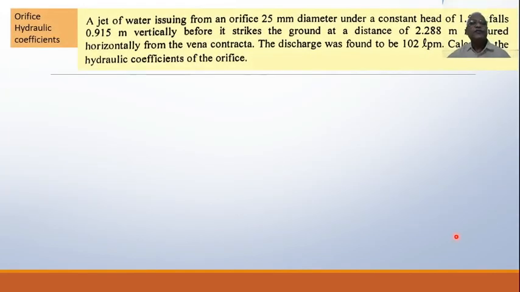This is in orifice. Okay, a jet of water issuing from an orifice 25 mm in diameter, 2.5 centimeter, under a constant head of 1.5 meter falls 0.915 meter vertically before it strikes the ground at a distance of 2.288. Means the distance x is 2.288, the y is 0.915 horizontally from the vena contracta. The discharge was found to be 102 liter per minute. Calculate the hydraulic coefficients of the orifice.